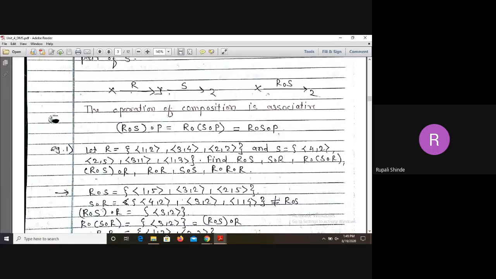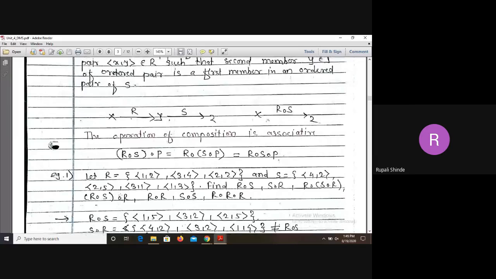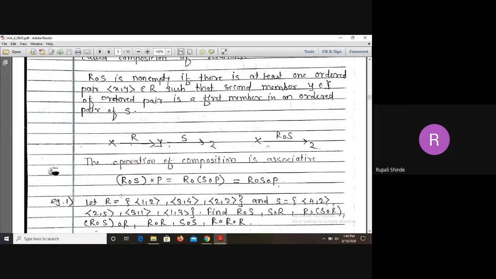So now check whether R composition S and S composition R are the same. No. Both the compositions have different ordered pairs. That's why we can say that S composition R is not equal to R composition S. Okay, so in this way we can find composition of relations. Have we understood the first 2 points? R composition S and S composition R.